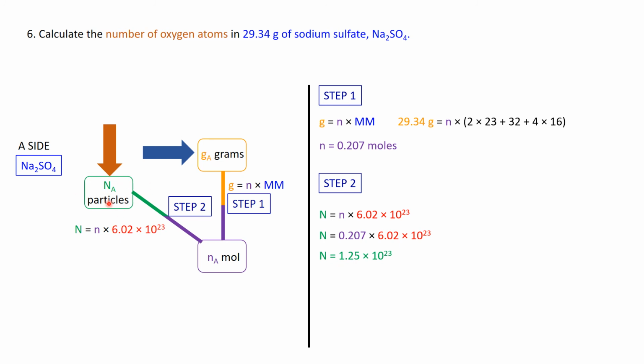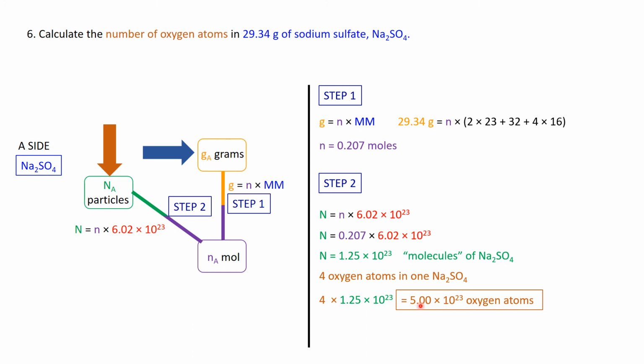Now, that's particles of what? Well, the whole calculation has been based upon Na2SO4. So that's particles of Na2SO4, which I'll call molecules, even though, of course, as it's an ionic compound, they're not molecules, but formulas, however you want to say it. Now, of course, the question itself was number of oxygen atoms. Well, how do oxygen atoms play into this? There are 4 oxygen atoms in 1 Na2SO4. So if we have 1.25 times 10 to the 23 Na2SO4s, multiply that by 4 to give us 5 times 10 to the 23 oxygen atoms.